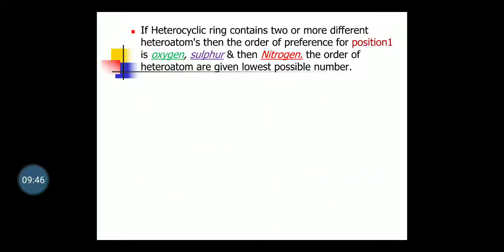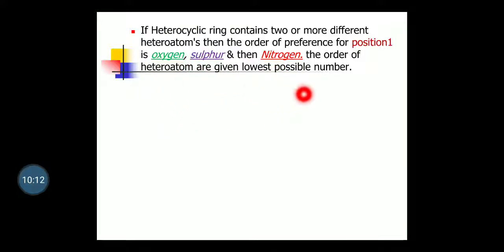Next rule, if the heterocyclic ring contains 2 or more heteroatoms, then the preference for position 1 will be given in the order of OSN, that is oxygen, sulfur and nitrogen. If the ring has more than one of these types of heteroatoms, position 1 will be given to oxygen, then sulfur, then nitrogen.